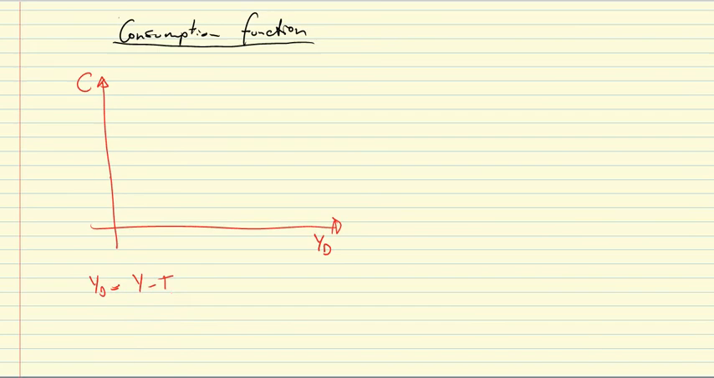Now the consumption function in this C-YD space looks like this. It has an intercept, a positive intercept, and a positive slope, an upward sloping straight line. So what does that mean?